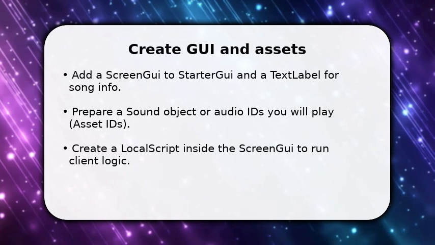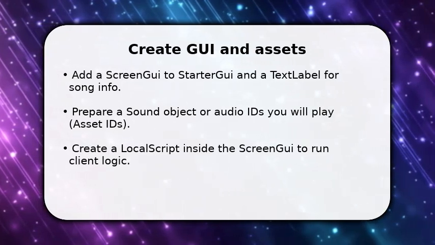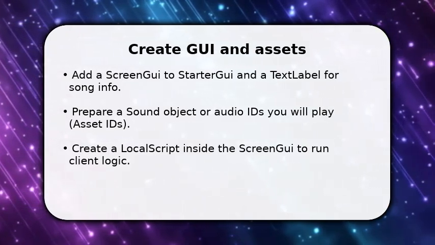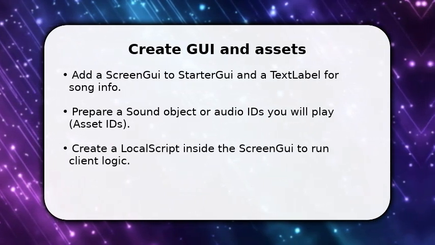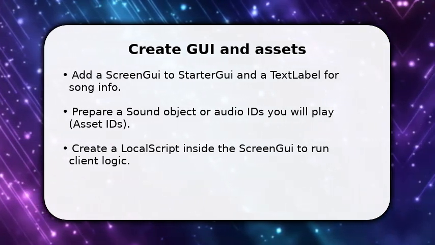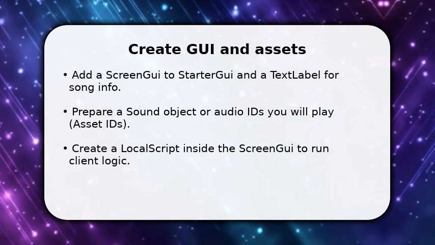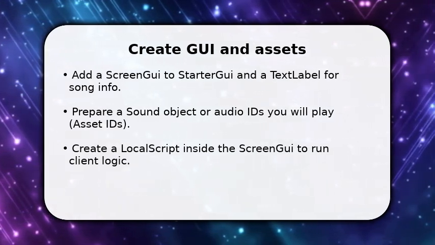You start by creating the visual and the audio hookup so you can update the UI in real time. Add a screen GUI and a clear text label for title/artist. Keep font and size readable. Place a local script under the screen GUI so it runs per player.